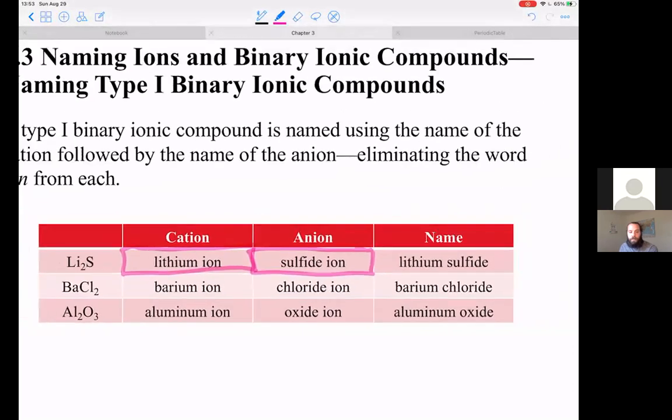Likewise, in example number 2, we have the barium ion and the chloride ion. Those will just form barium chloride, right? So you're just taking the name of each individual element and stacking them up. The aluminum ion and the oxide ion will form aluminum oxide. So it's fairly simple to build the ionic compound's name. You just have to name each component and stick them together.